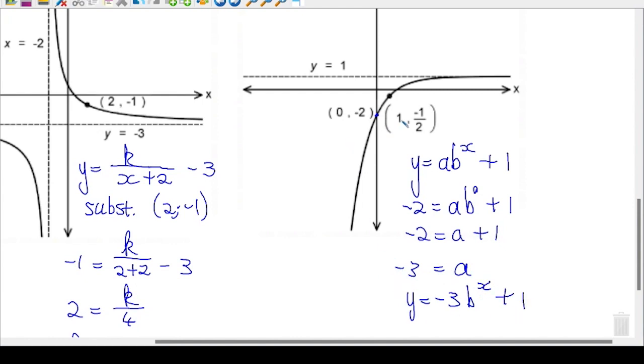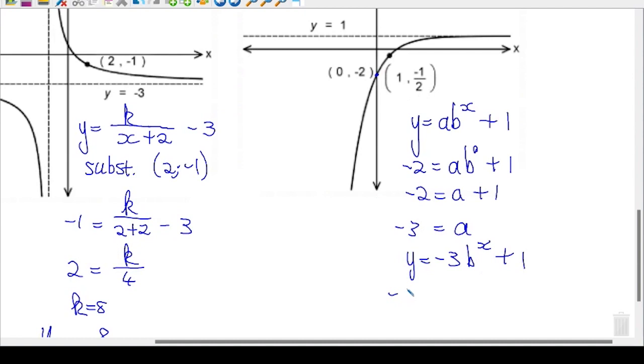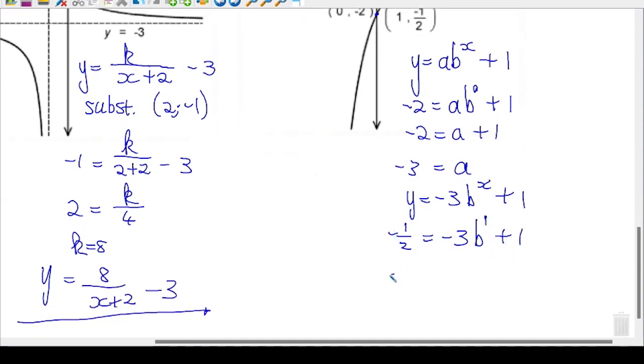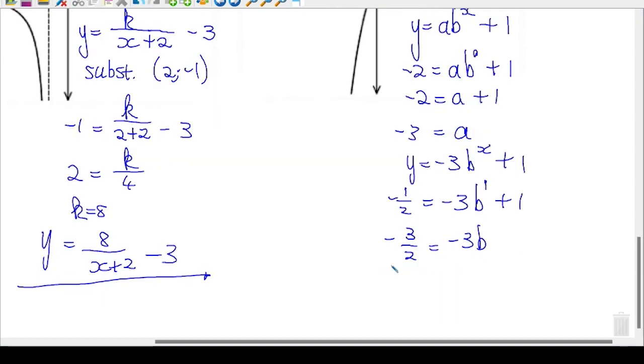And the last thing we're going to do is, in fact, put in the other point, all right, -1/2 for y and 1 for x. And so we get -1/2 is that. Subtract 1 from both sides, we get -3 over 2 equals -3b. And dividing both sides by -3, we get b is 1/2. B is positive 1/2. So our final answer, all right, is y equals -3 times 1/2 to the x, plus 1.